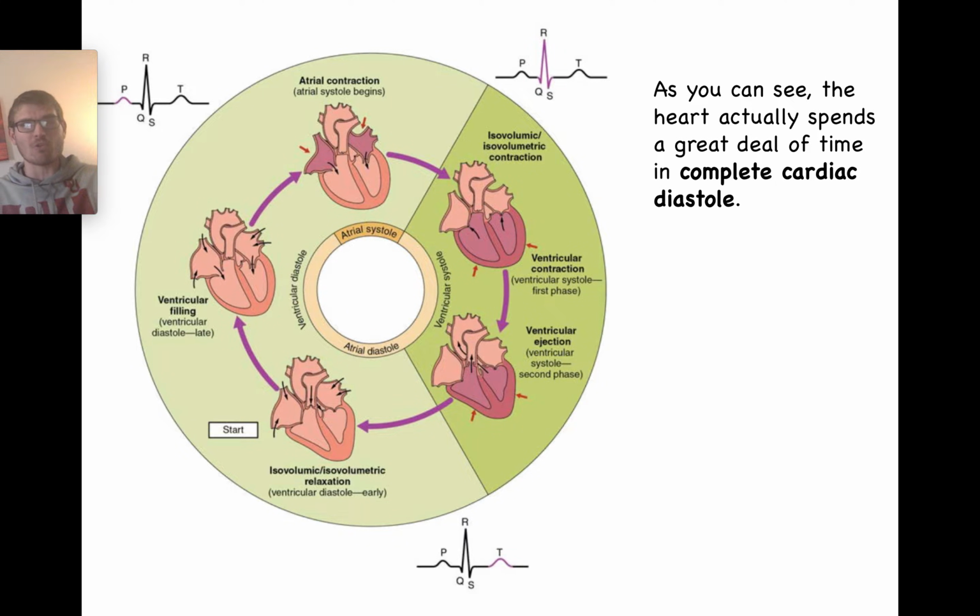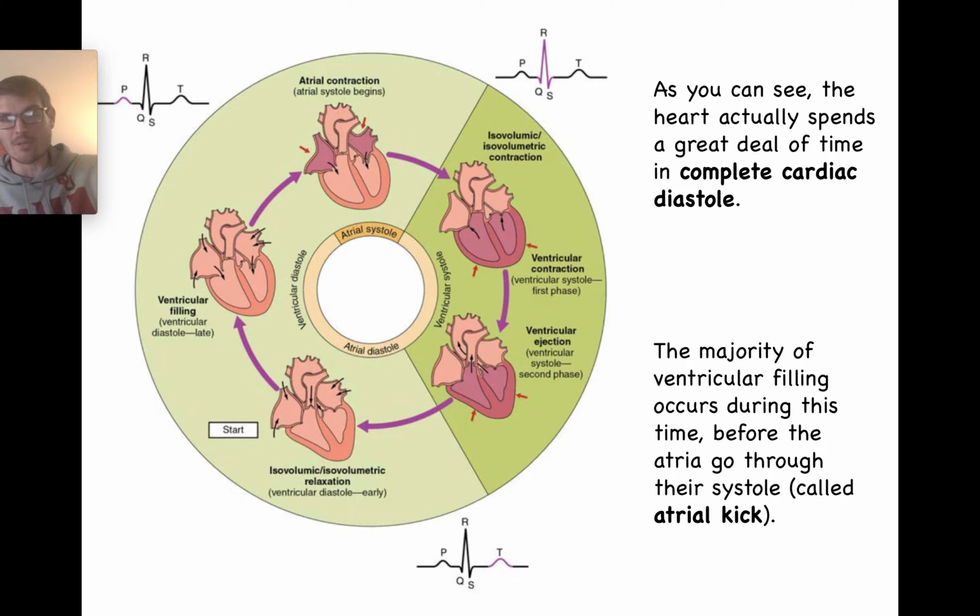So as we have mentioned, we are going to go through periods in which the atria contract and then relax while the ventricles contract to pump blood out into the systemic circuit and into the pulmonary circuit. As I mentioned, the majority of ventricular filling actually occurs during complete cardiac diastole. So we fill up the ventricles with the majority of the blood they can contain during complete cardiac diastole. During atrial systole, we only add a very small amount of blood on top of what is already there, in a process which is sometimes called the atrial kick.